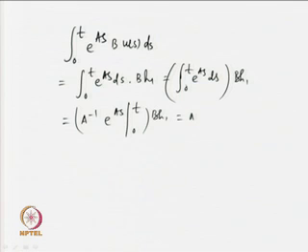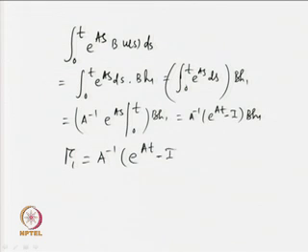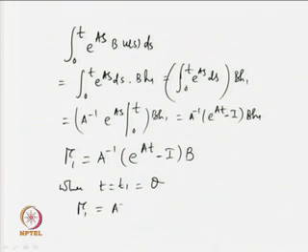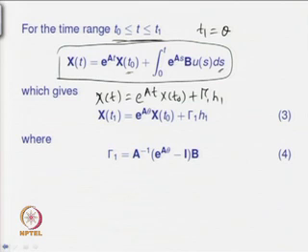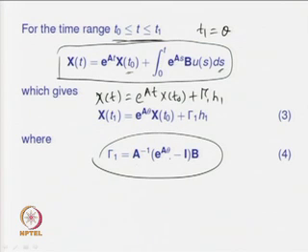When the limits are put, we get A inverse, e to the power At minus the identity matrix, times B h1. So, gamma is introduced, where gamma 1 is assumed to be A inverse, e to the power At minus I, times B. So, when t is equal to t1 is equal to theta, at that time gamma 1 becomes A inverse, e to the power A theta minus I, times B. So, gamma 1 is obtained as A inverse, e to the power A theta minus I, times B. That is what we have obtained here. Gamma 1 is given as A inverse, e to the power A theta minus I, B.